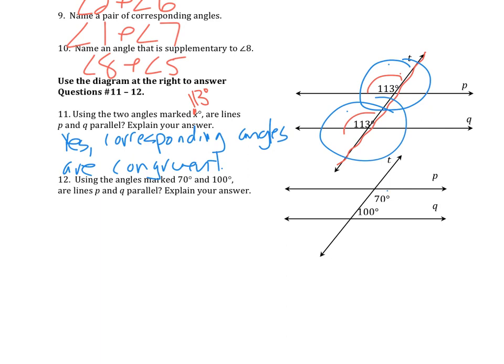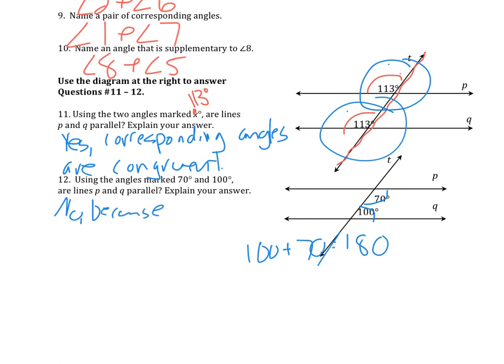For 12, use angles marked 70 and 100. What is the angle relationship of these two angles? Same side interior. In order for two lines to be parallel, same side interior angles have to be what? They have to be supplementary. They have to be 180. So is 100 plus 70 equal to 180? No. So this one we would write no.